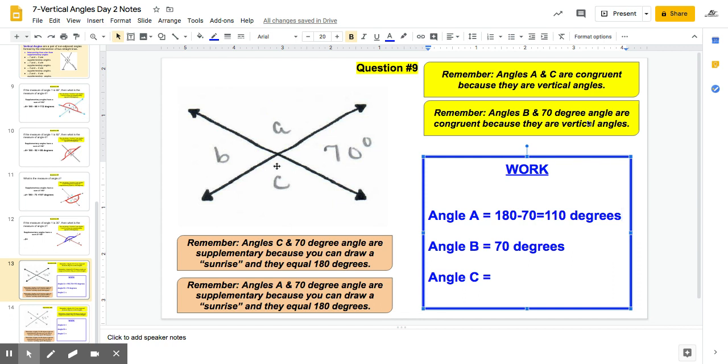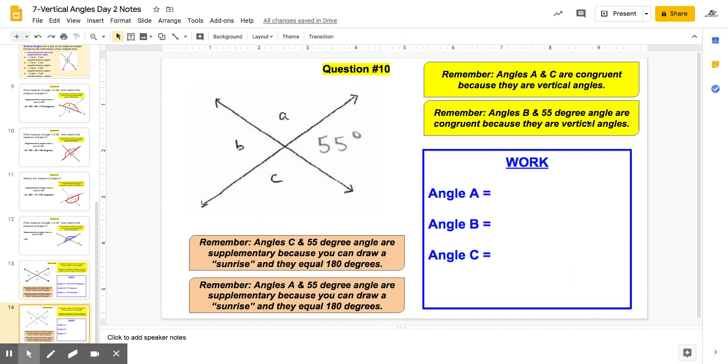Well, now I have to find angle C. Angle A and angle C are vertical angles. They're across from each other at two intersecting lines, which means they are equal. So angle C also has to equal 110 degrees. Okay, now we just found the measure of all those missing angles.